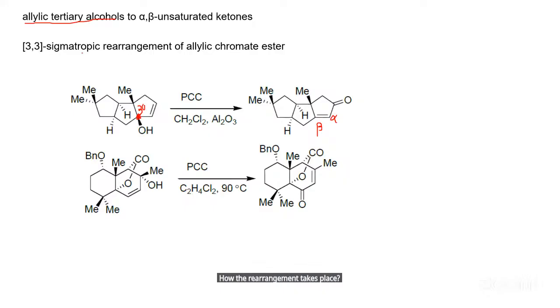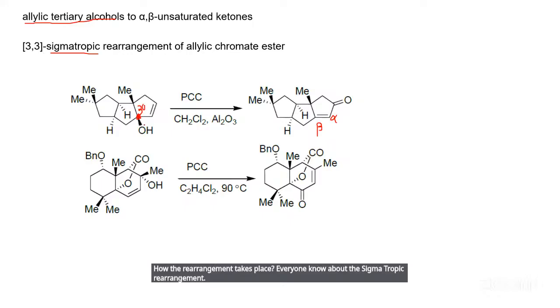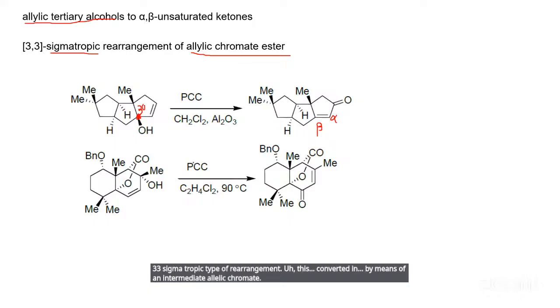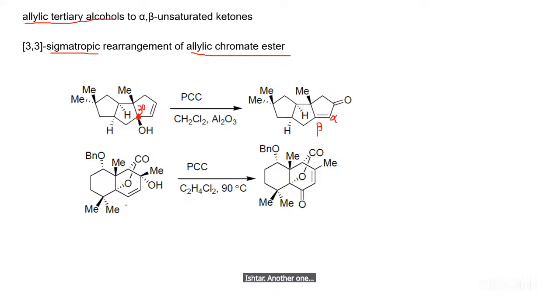Everyone knows about the sigmatropic rearrangement, the 3,3 sigmatropic type of rearrangement. This is converted by means of an intermediate allylic chromate ester. Another example, if you look, also implies an allylic tertiary alcohol. This allylic tertiary alcohol is also rearranged to an alpha, beta unsaturated ketone molecule.